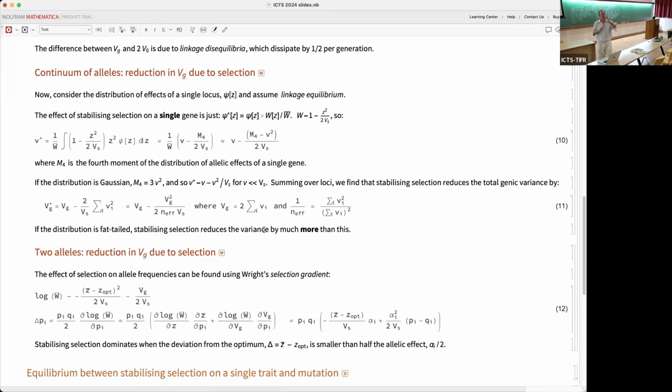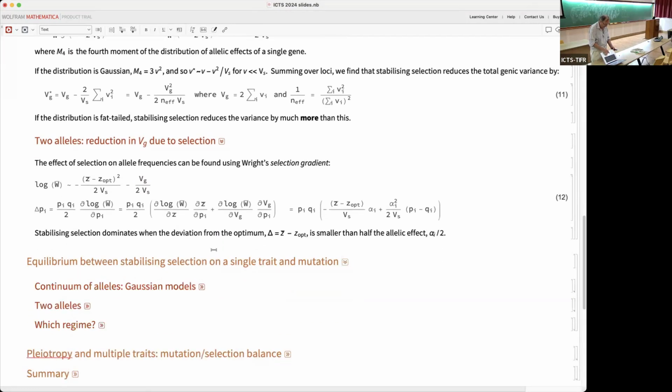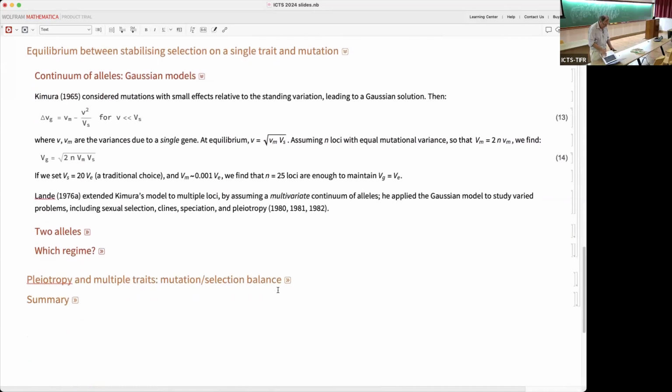So now we've worked out under various different models how stabilizing selection alters the allele frequencies or alters the variance contributed by a locus, and we can put this together to find the equilibrium between mutation and selection. Kimura first considered this equilibrium solution, and from before we found that at a single locus, the contribution little v to the genetic variance is going to increase by an amount little vm, which is the mutational variance at that one locus, which is just mu times alpha squared if the allelic effect is alpha.